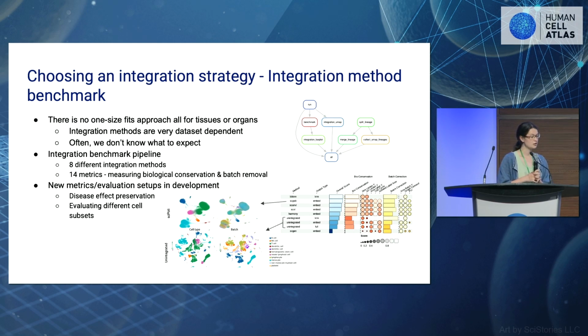And the benchmark itself currently has 8 different integration methods, but this can be expanded easily, and 14 different metrics to measure the biological effect preservation as well as the batch removal. As an extension to this pipeline, we're also thinking of new metrics to better measure certain more nuanced biology in the data sets so that we can have a better evaluation of our integration approach.